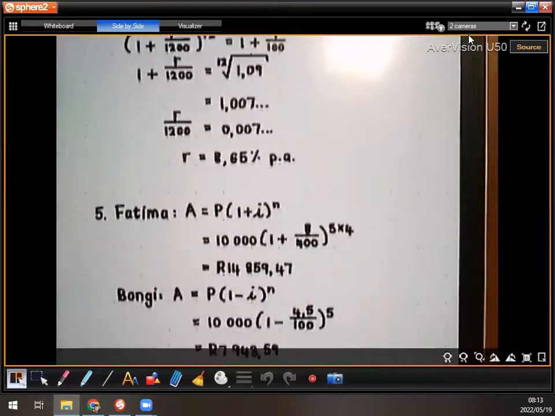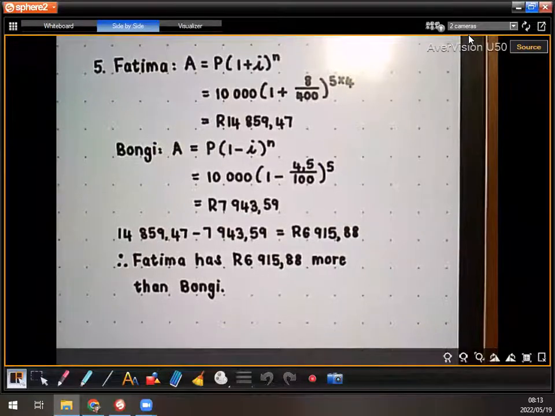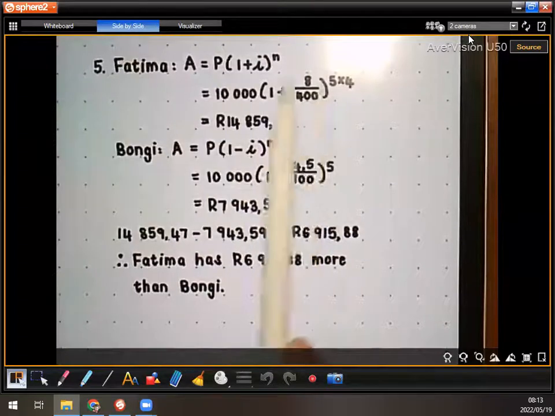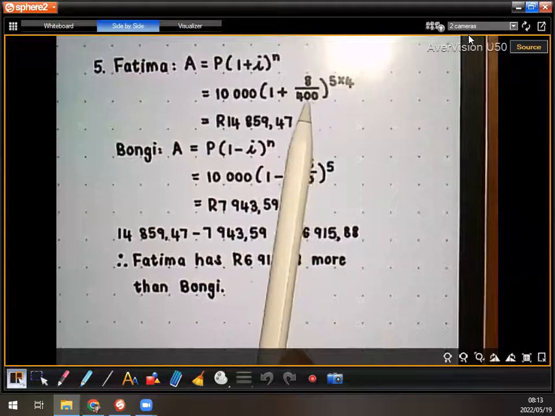Okay, number 5, they said that Fatima invested money and Bongi bought shares or something. I can't remember now what it was. And then they said that Fatima's money is increasing. The interest rate was 8% per annum compounded quarterly.